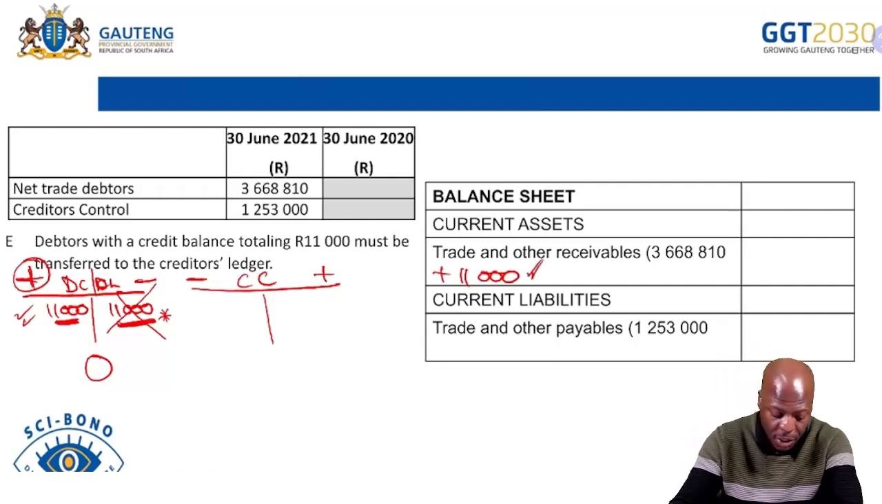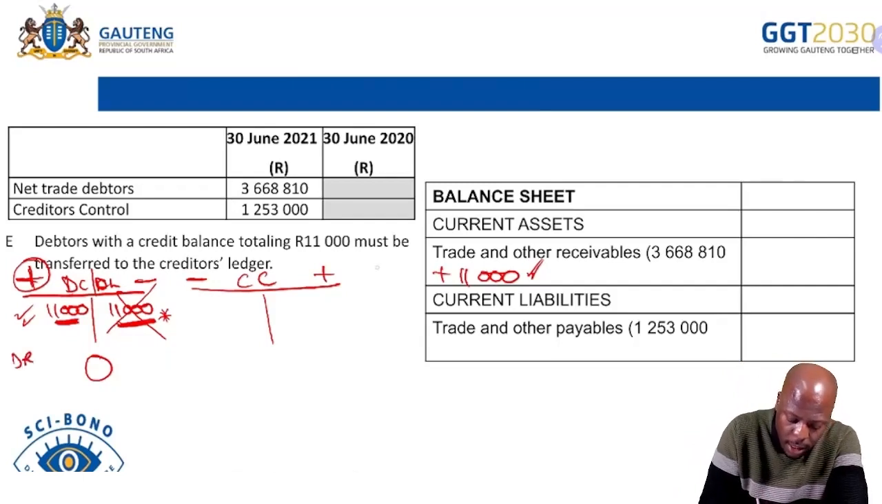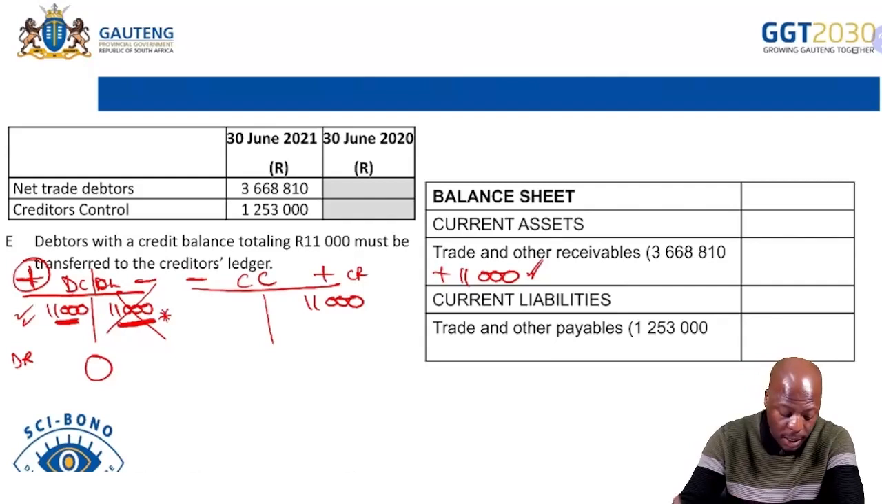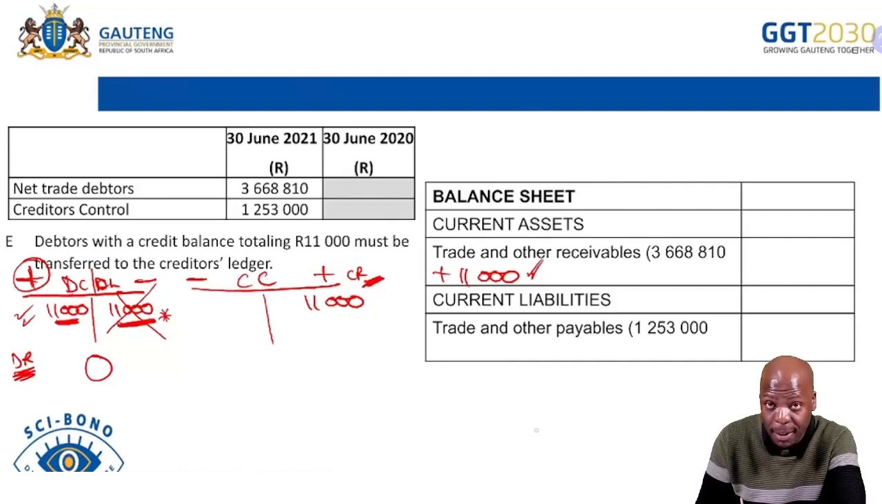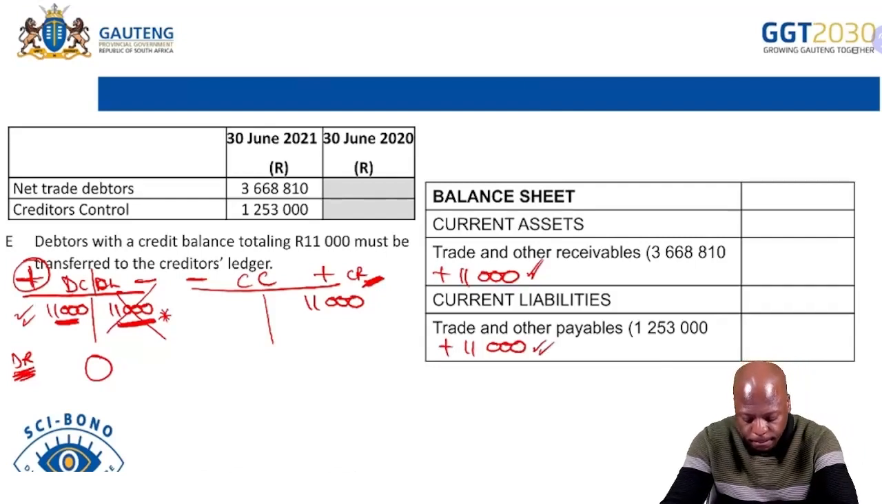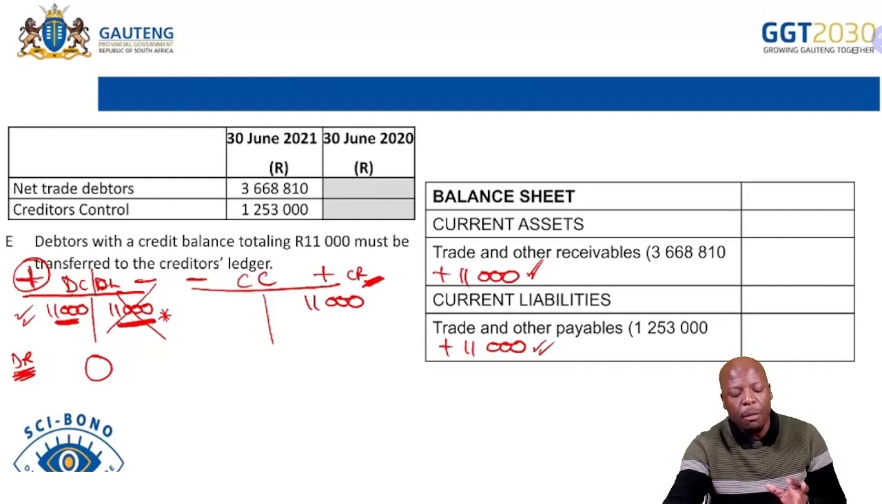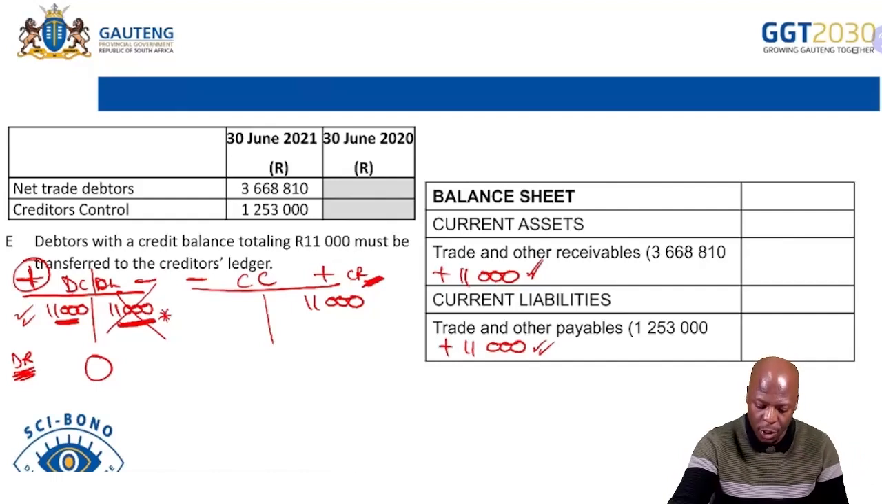Then to complete double entry, I have one account with a debit, I need another account with a credit. So I'm going to come now to my creditors control. I'm also going to credit it with 11,000 to complete double entry. One account debited, another account credited. What does that mean? I'm coming now to my current liabilities, trade and other payables. I'm going to say plus 11,000. There. Are we together? Okay. Don't fight so much with the signs. Just follow the simple instruction. Draw your debtors control, draw your creditors control, then put the signs on the right side and then simply transfer it.